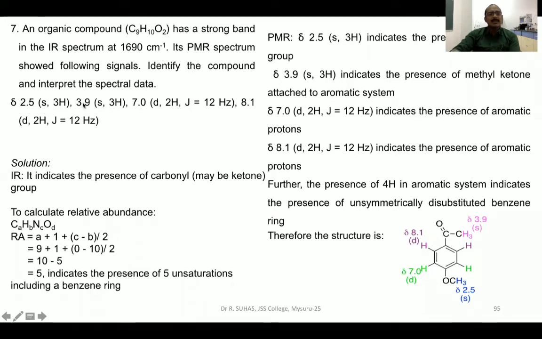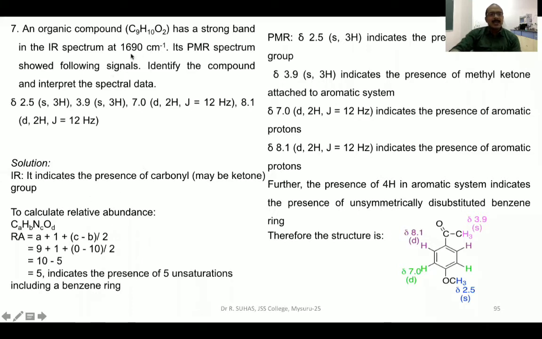2.5 singlet 3H, 3.9 singlet 3H, 7 doublet 2H, J is equal to 12 Hertz, 8.1 doublet 2H, J is equal to 12 Hertz. That means the 7 and 8.1, these two protons are neighbors to each other since the coupling constant is same for them, that is J is equal to 12 Hertz. But you must see here that it should be a disubstituted benzene ring, but in this case it is not symmetrically substituted, it is unsymmetrical substitution because one is giving 7, another one is giving 8.1.